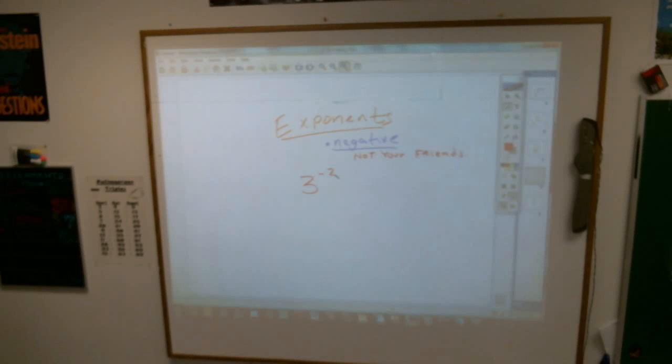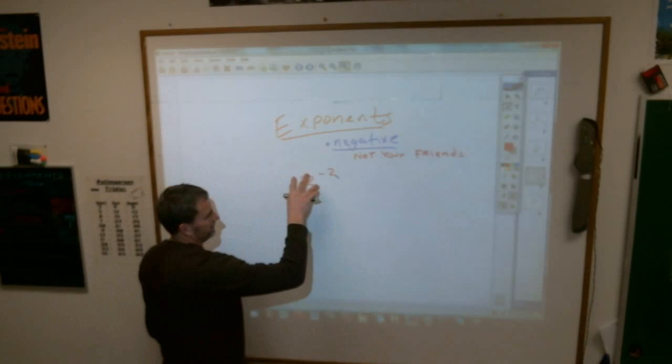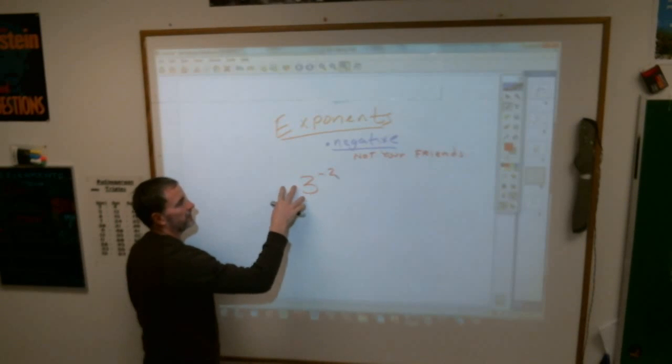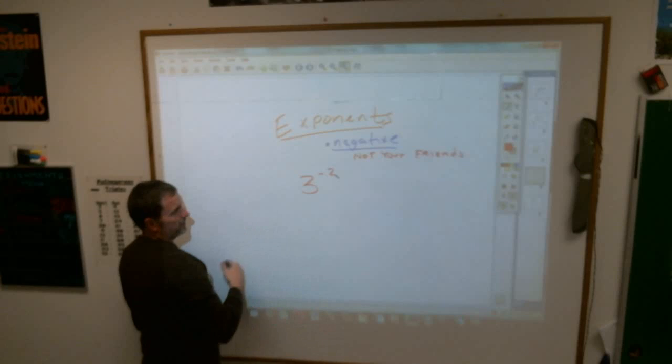negative exponents have nothing to do with whether your answer is positive or negative. Negative exponents have nothing to do with whether your answer, when you simplify that, is negative or positive. Because it's a negative exponent, it doesn't make this a negative 3 or anything. It has nothing to do with it. Where it comes from is this.